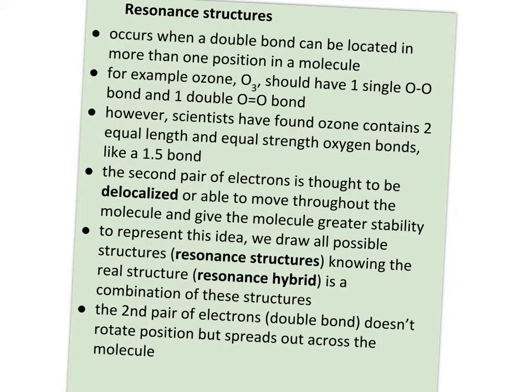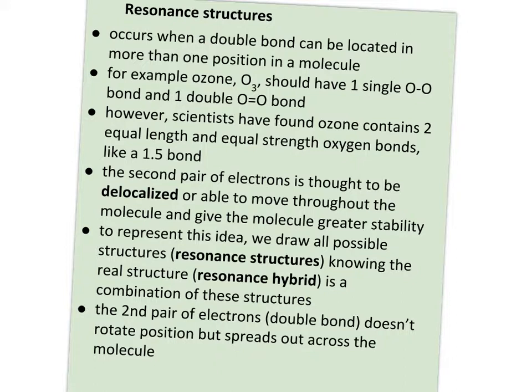Another thing to throw in here and remind you of is this idea of resonance structures. Resonance occurs when a double bond can be located at more than one position in a molecule. So the situation is when you have a double bond between 2 atoms and you have a single bond between the same 2 atoms. How do you know where the single bond goes and where the double bond goes? And the answer is you don't, because it goes both places. For example, ozone, O3, it has a single and a double bond.